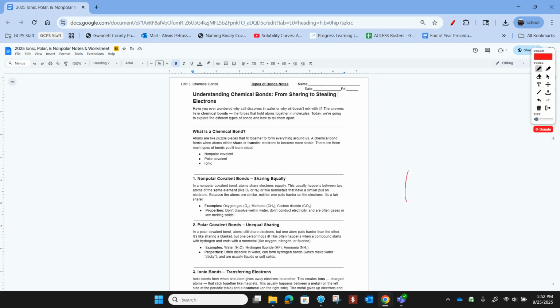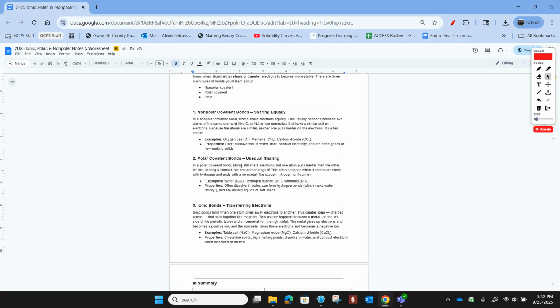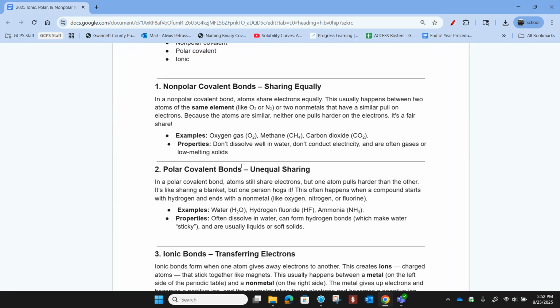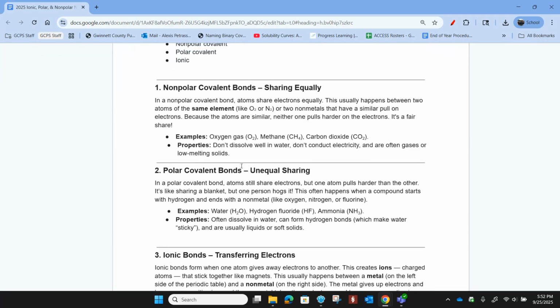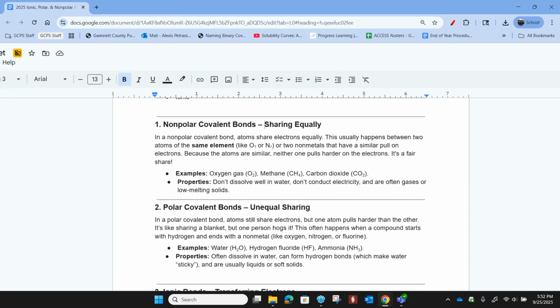So of these three types, let's see if it'll let me scroll. We have some info about each one. I'm just trying to zoom in. Okay, so we have nonpolar, polar, ionic. With nonpolar, the big part to remember is that they share equally. They share electrons equally. So often you'll see something called diatomic elements, and that's like looking at O2 or N2. So what you see in the example right here.